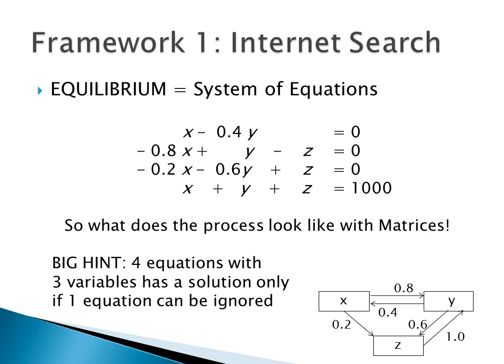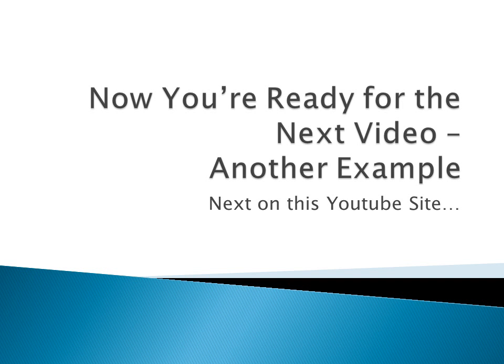So equilibrium is a system of equations. So we didn't have to do all the substitutions. We could actually set this up as a big matrix and use a matrix to solve. Now, 4 equations with 3 variables has a solution only if one of the equations can be ignored. Remember that. That is going to correspond for us to having a row of zeros.